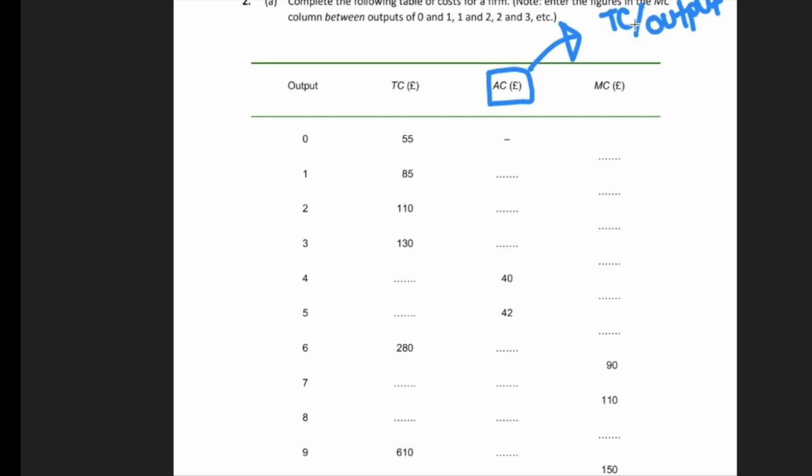Now, don't panic. If you didn't know that, there's another way you could have figured this out. Always look to see what they give you in the table. And there's a reason why they've put a line here rather than expecting you to fill it in.